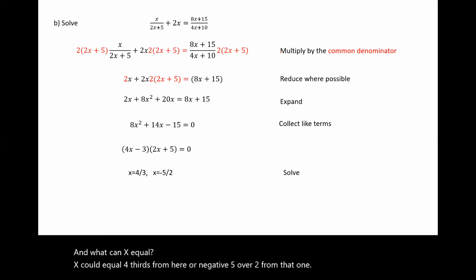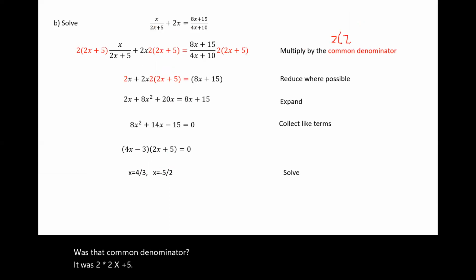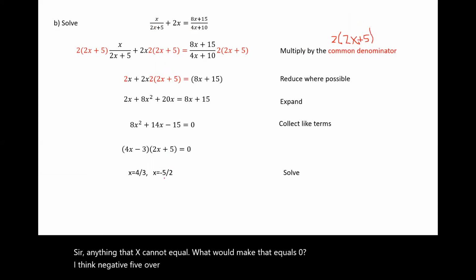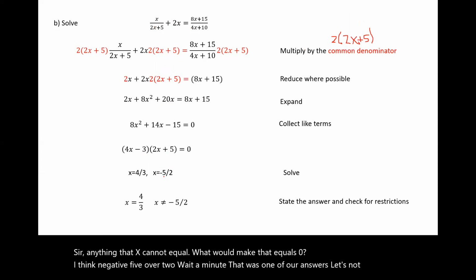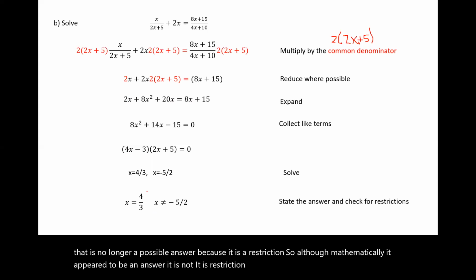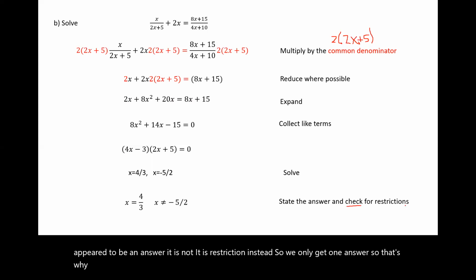Any restrictions? What was that common denominator? It was 2 times 2x plus 5. Is there anything that x cannot equal? What would make that equal 0? I think -5/2. Oh, wait a minute. That was one of our answers. That's not good. So that is no longer a possible answer because it is a restriction. So although mathematically it appeared to be an answer, it is not. It is a restriction instead, so we only get one answer. So that's why it's incredibly important to check for your restrictions.